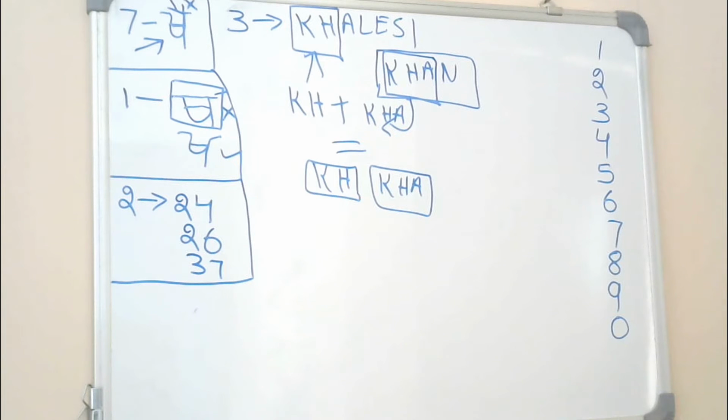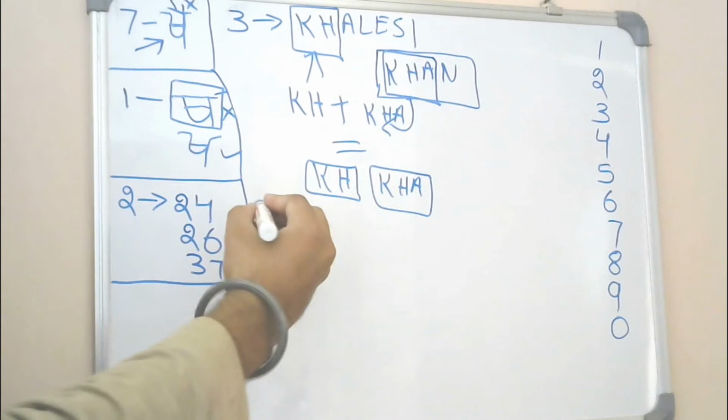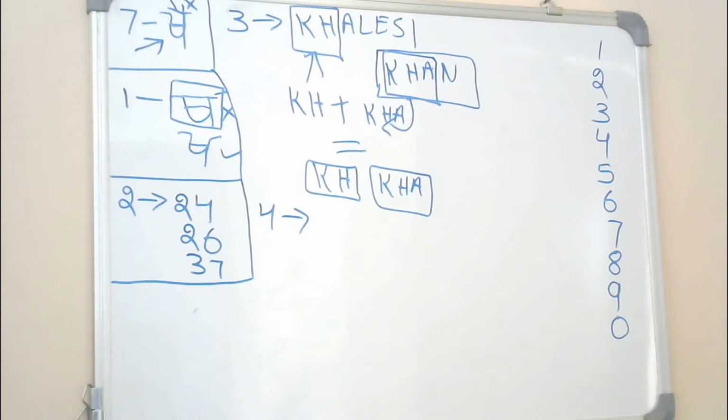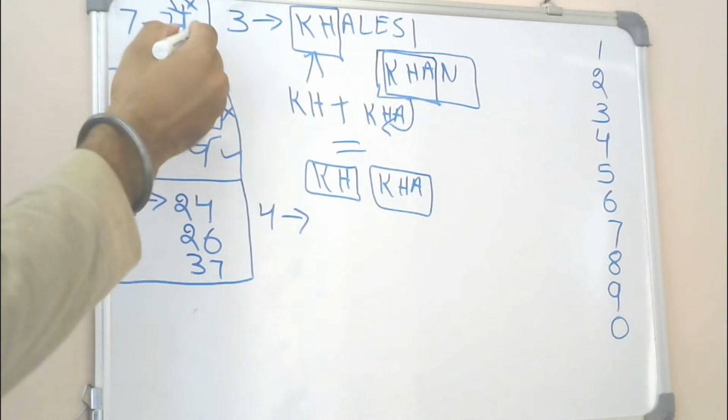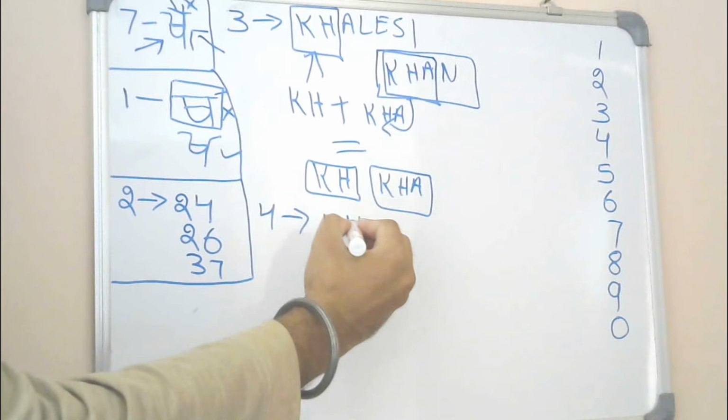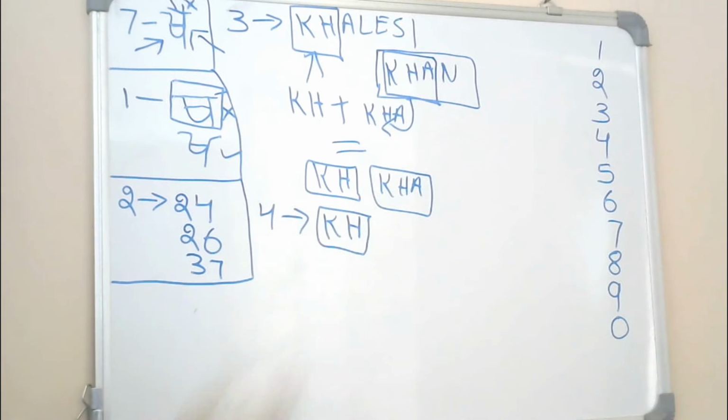Fourth step. Sound of the letter. The sound of the letter will be K. Wherever you have this sound K, you will be using this letter. So it will be like this, the sound of KH. K. The fifth step. Examples.